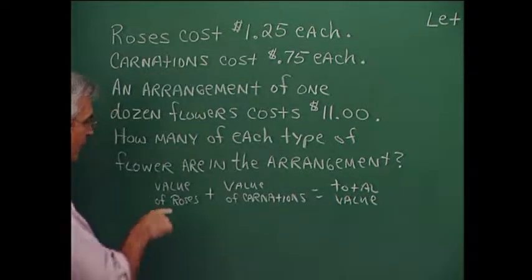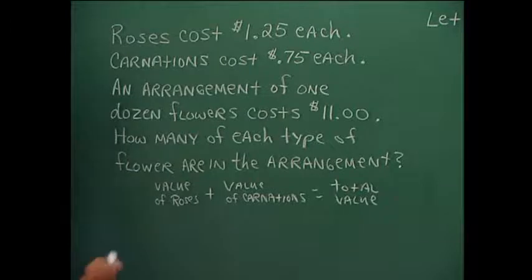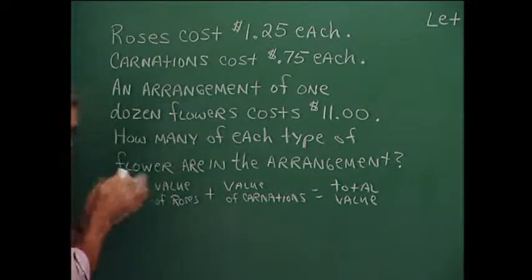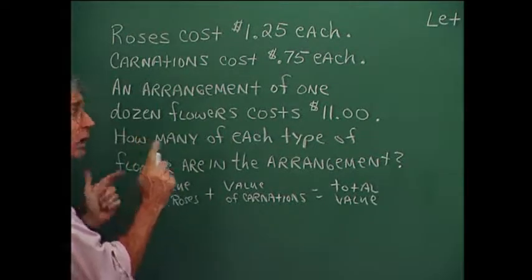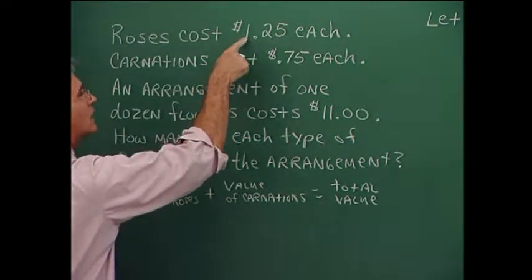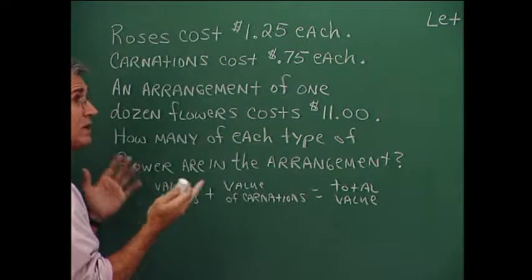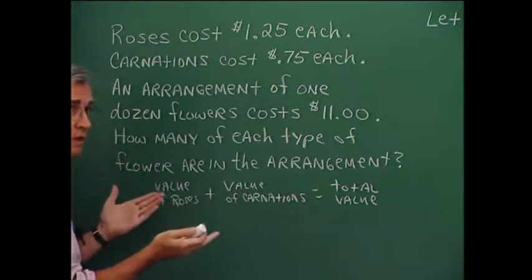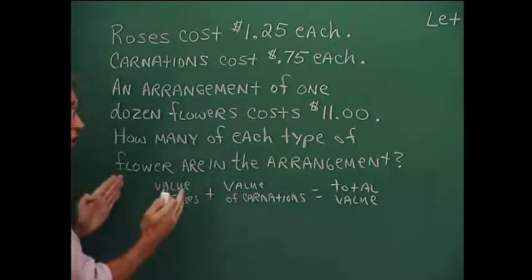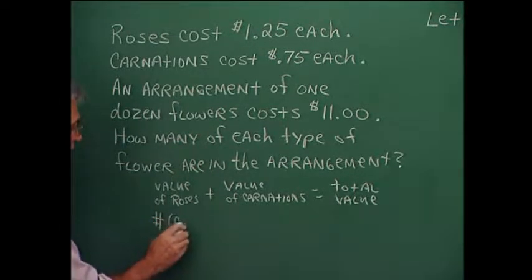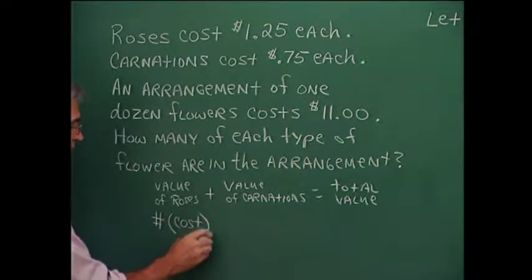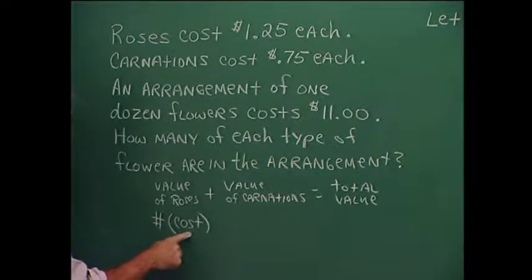Now, how do we figure the value of those roses? There's a hidden operation in here. We don't know the value of the roses. We know that one rose has the value $1.25, but we don't know how many roses we have. That's part of what we're looking for. But the value of all of those roses would be the number of roses, however many there are, times the cost of one rose. So it's the number of items times the cost of a single item.